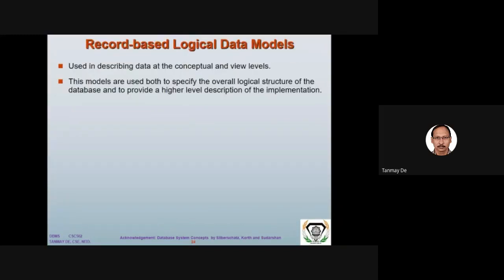So the first thing is the record-based logical data model. The relational data model, network data model, and hierarchical data model fall under this type. This is used to describe the conceptual level as well as the view level. And this model is used both to specify the overall logical structure of the database and to provide a higher level of description of the implementation.